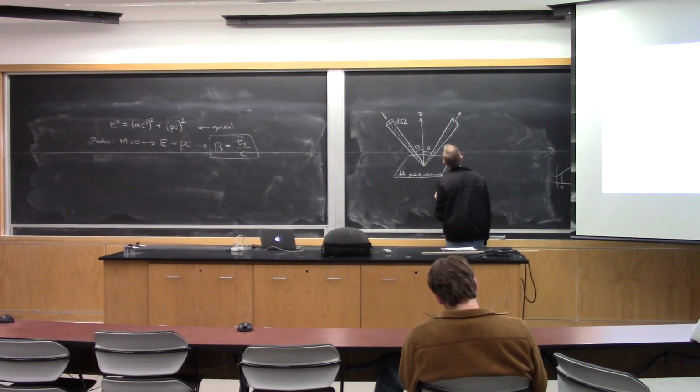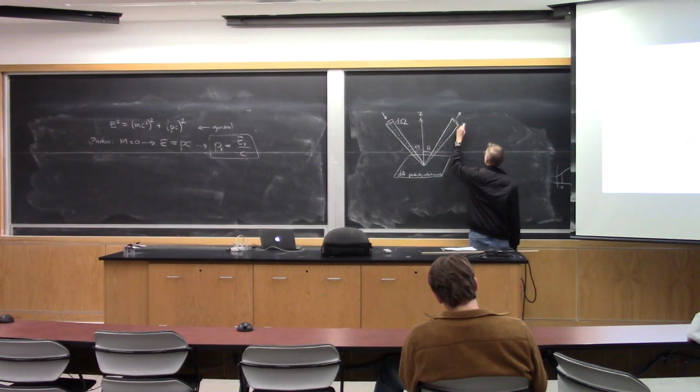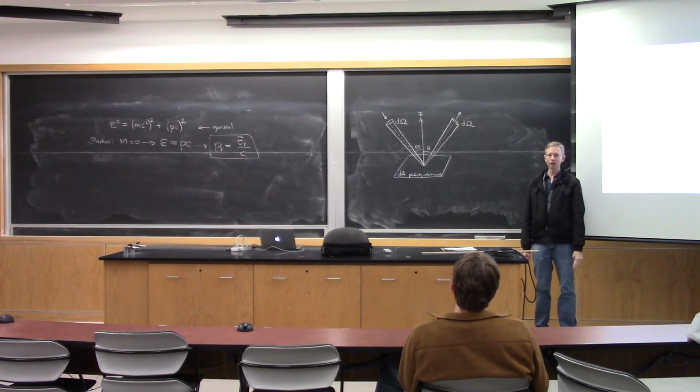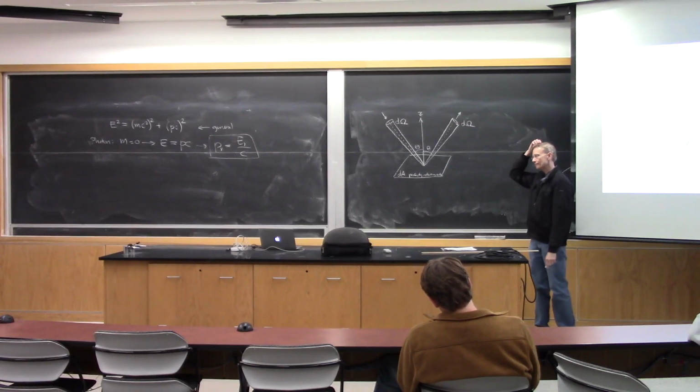And if I drew it perfectly, how should the sizes of those two d omegas be related to one another? Should they be the same or different? The same. They'll be exactly the same. So in other words, every photon coming in from some d omega is reflected into a same size d omega. It's on the other side, but it's the same size d omega.